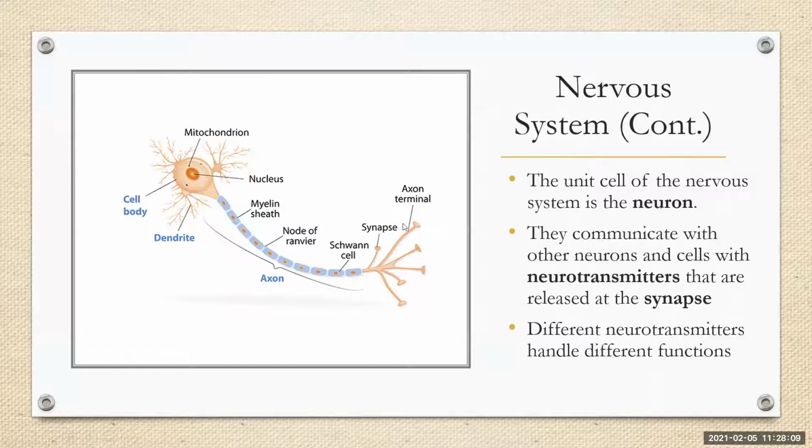How neurons communicate and how your brain sends signals is done with what are called neurotransmitters. Neurotransmitters are the chemical and electrical signals that your neurons use to communicate with each other. They release those neurotransmitters at what's called the synapse, which is those little areas right here. Different neurotransmitters handle different functions in the human brain. For instance, you have neurotransmitters like dopamine or serotonin, which you've probably heard are related to happiness.